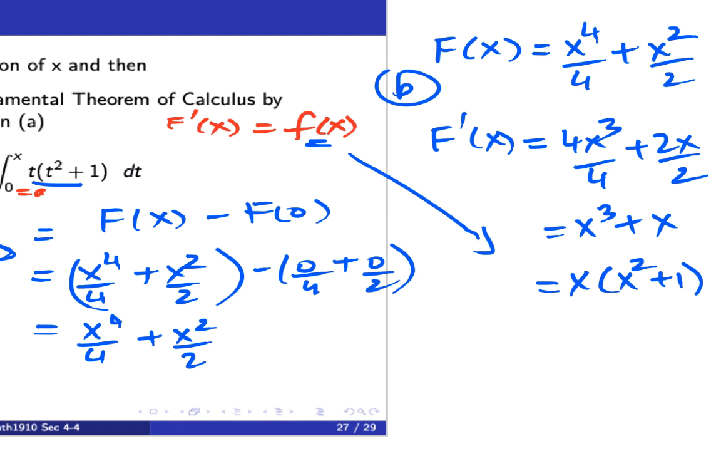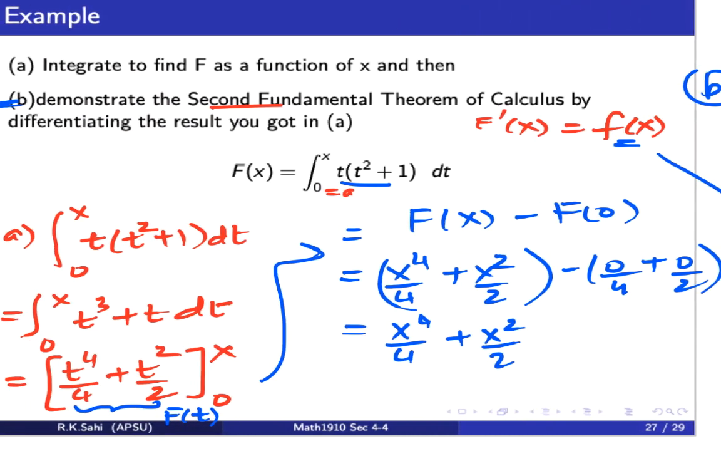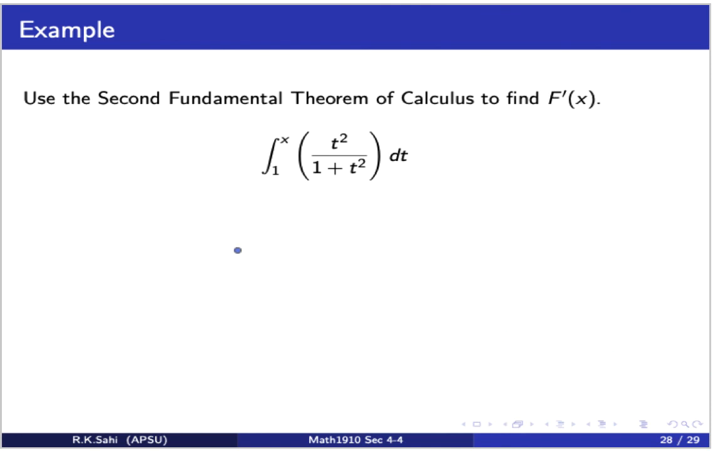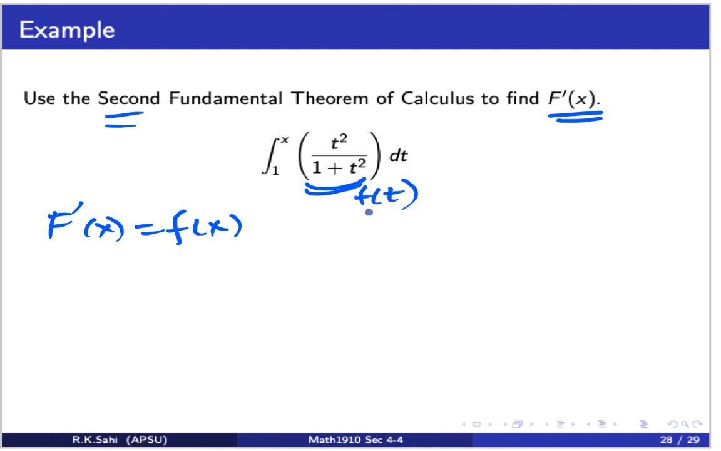Okay. Now, this is how a problem will be given to you. Let's look at this last example. It says, use the fundamental theorem of calculus to find capital F prime of x. Now remember, the second fundamental theorem says the capital F prime of x is nothing but little f of x. So in other words, this is your f of t. Replace wherever there's a t by an x. So by the second fundamental theorem of calculus, it is x squared over 1 over x squared. That's it. You just have to remember what is the small f and what is the capital F. That's what you have to do in this problem.